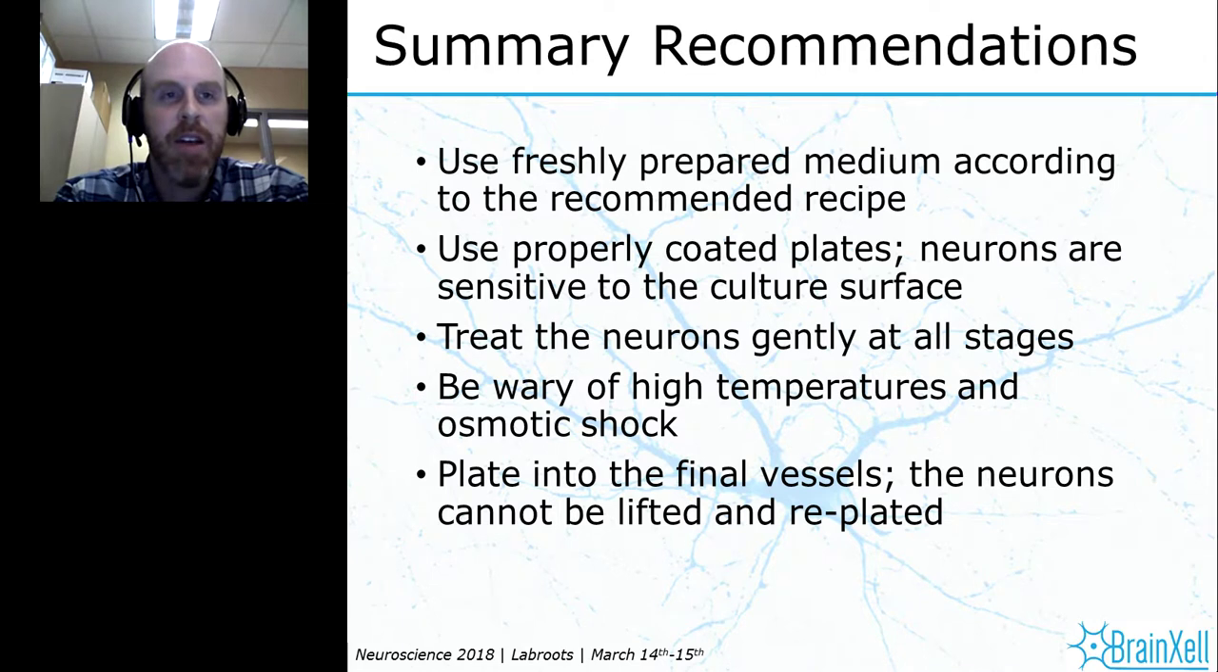And as I mentioned many times already, treat the cells very gently. If you treat them like an indestructible, immortalized tumor line, they won't be happy. If you treat them very gently, you're really going to get a beautiful culture out of them. And also remember that whatever vessel you plate them into is where you're going to need to run your experiment, right? So they can't be lifted and transferred without killing 95 or 99% of the cells.